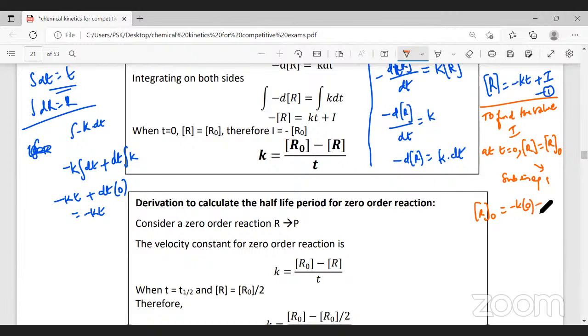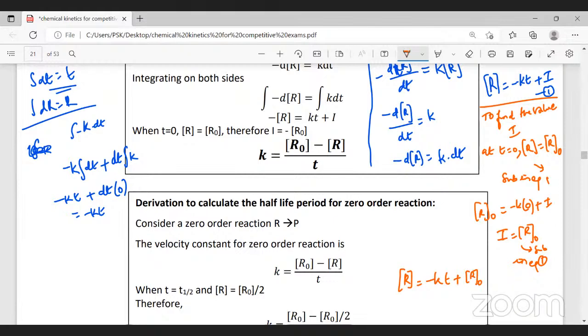which is 0, plus I. So what happens? I becomes equal to R naught. Did you understand? I becomes equal to R naught. Substitute this value in equation 1. When you substitute in equation 1, what do we get? R is equal to minus KT plus R naught.